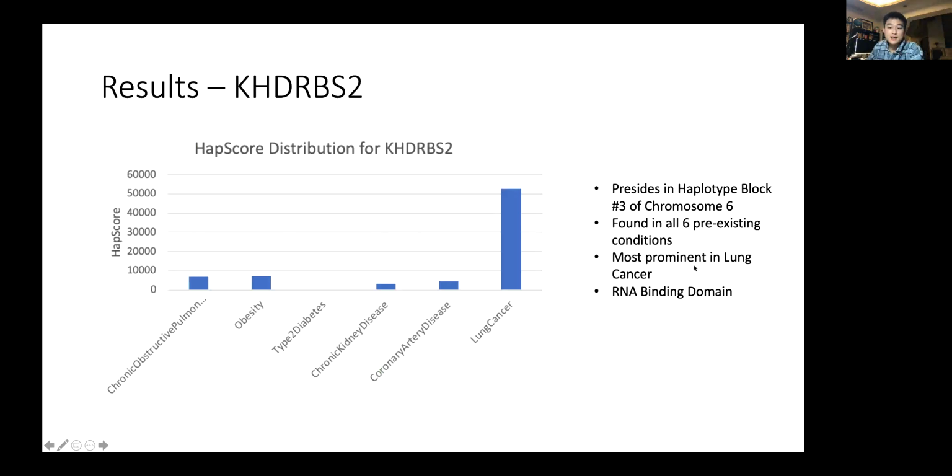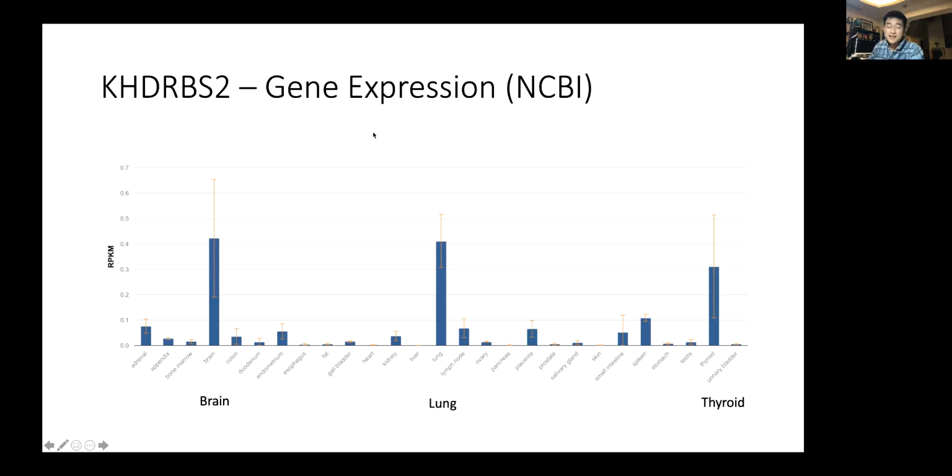And so I realized that this particular half-life block had the highest HAP score in lung cancer, meaning that it probably has the highest correlation with lung cancer, and the highest correlation in this half-life block with COVID. In this half-life block, there's a gene called KHDRBS2. This gene is an RNA binding domain.